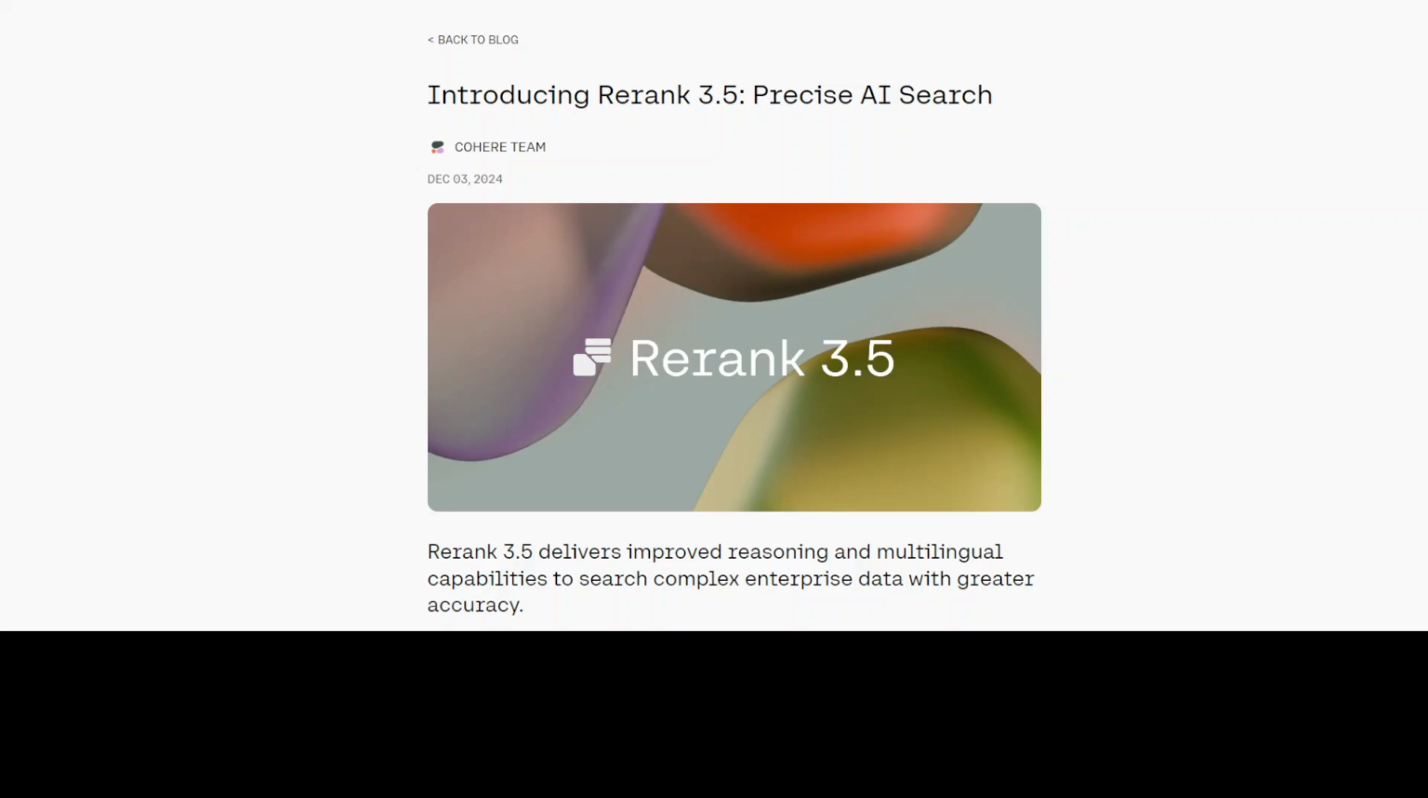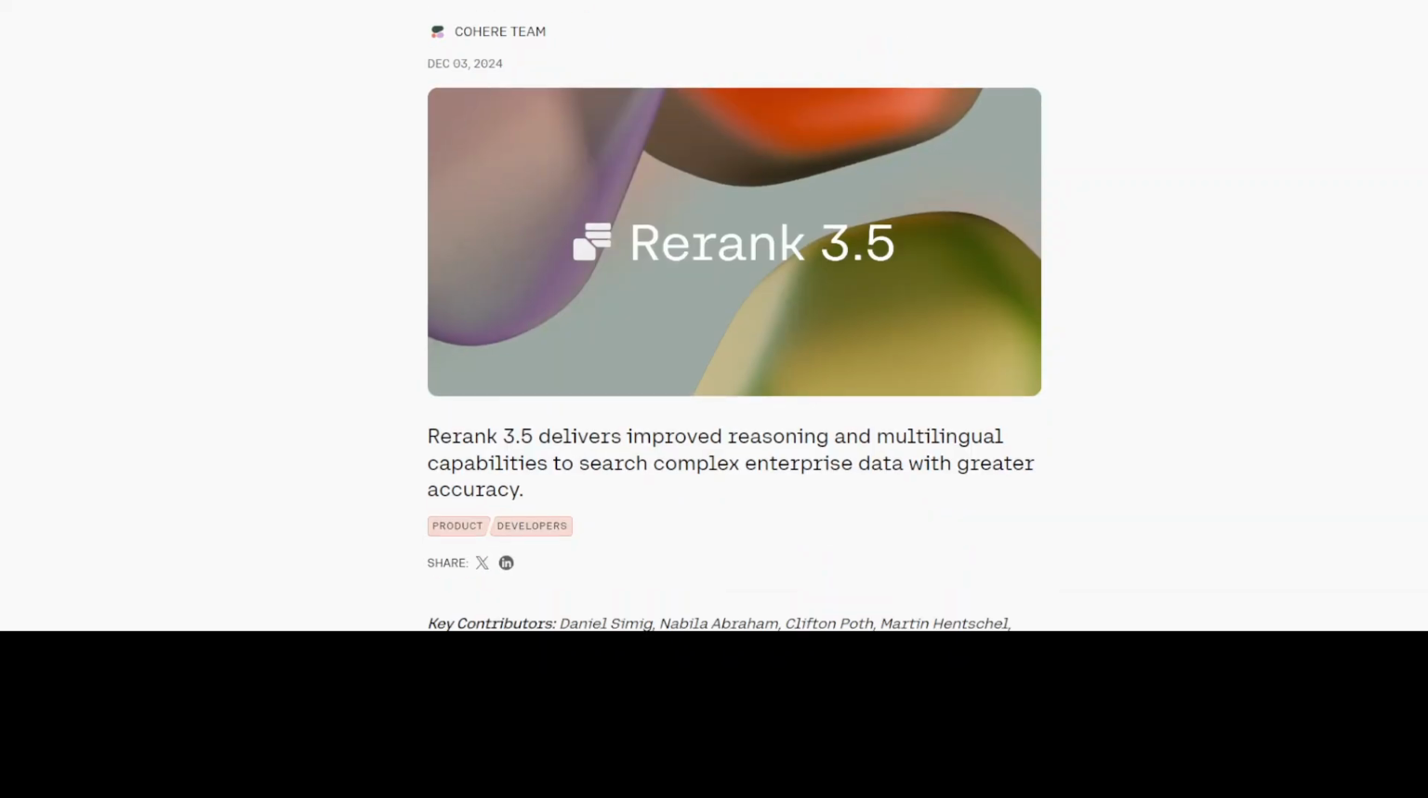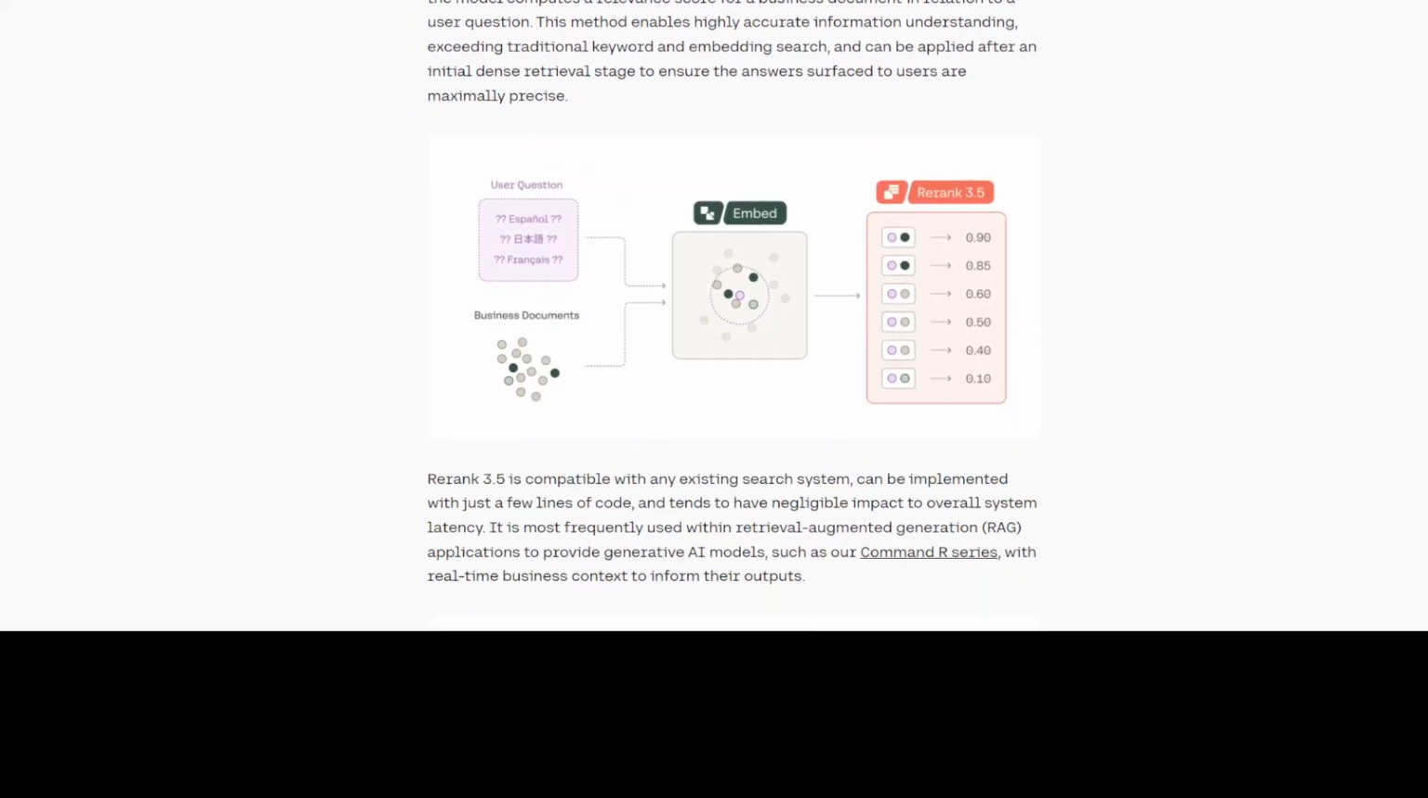And this Cohere model, which is Rerank 3.5, is a state-of-the-art AI search model. It is designed to significantly improve the relevancy of information surfaced within search and retrieval augmented generation RAG systems. There are four key features, which are also present on this blog post if you check it out.